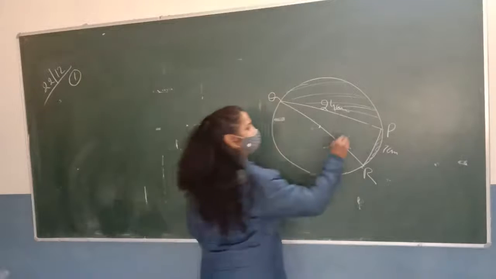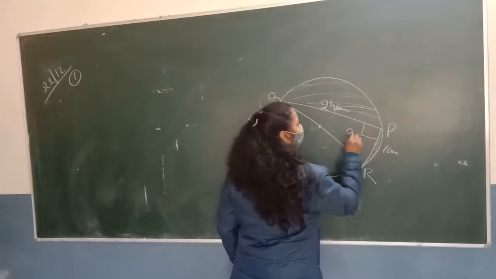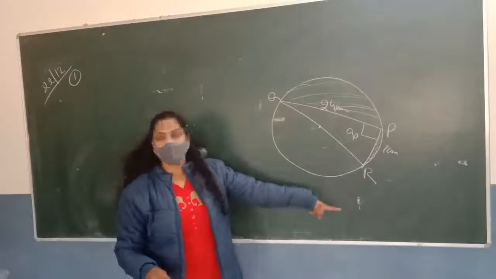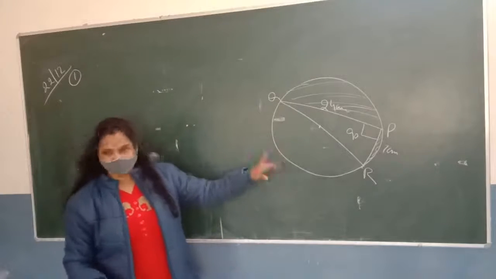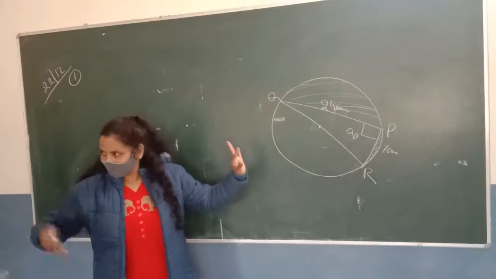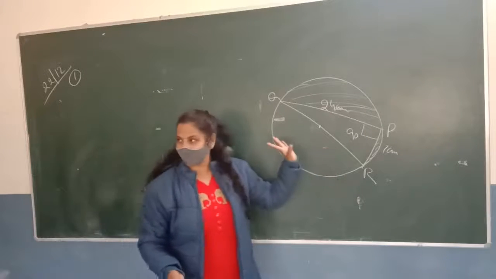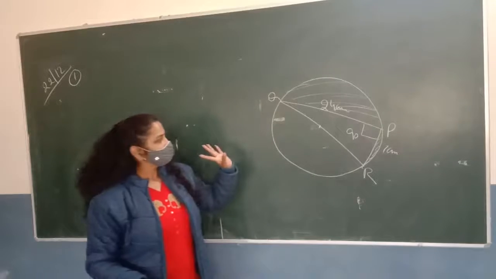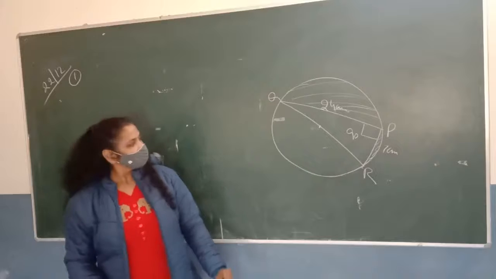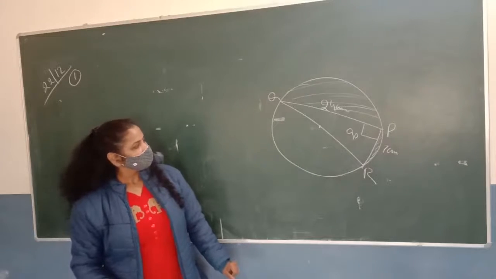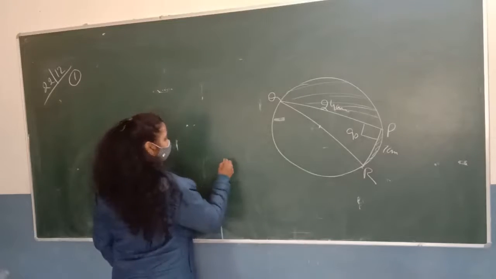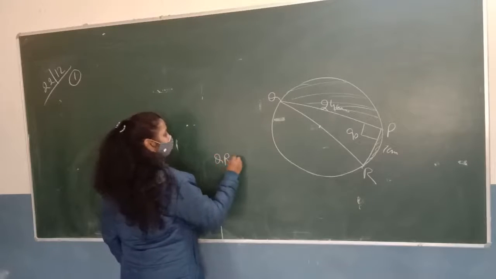So this angle is how much? It is 90. And by using Pythagoras theorem, we can find the value of QR. And QR is the diameter of the circle. That's why we can find the value of the radius of the circle. Suppose by using Pythagoras theorem, we find the diameter QR is 25 centimeter.